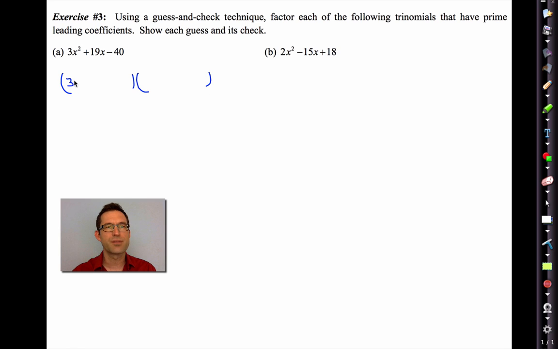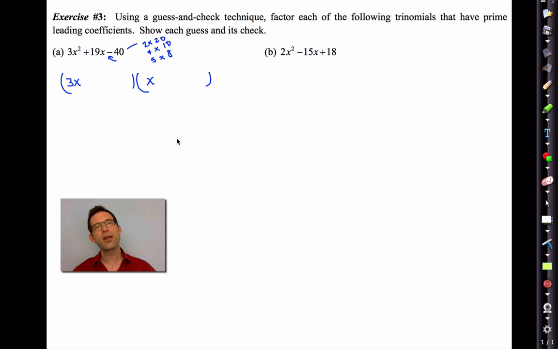Now, the reason that I think that these are still fairly easy is that, again, I have no choice. It's got to be 3x and x. It just has to be. But having a coefficient there other than 1 now starts to throw things off a little bit. Now let's talk about 40. It's got to be negative, right? But what do we have? We've got 2 and 20. We've got 4 and 10. We've got 5 and 8.